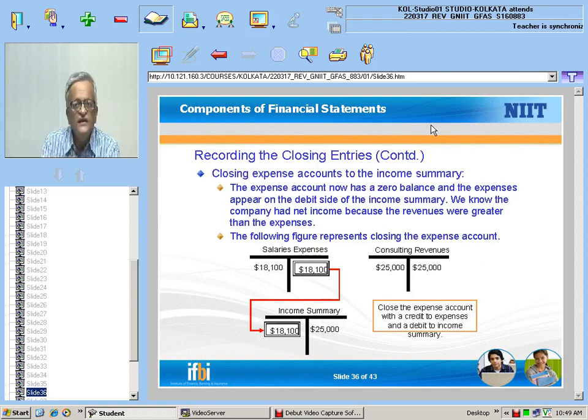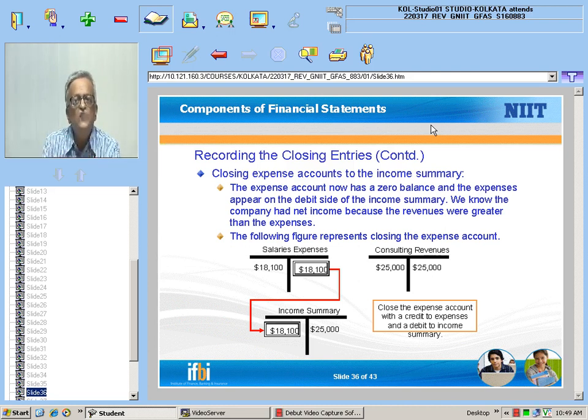Next you can see debit expenditure account, credit expenditure account to the debit of income summary account. Debit income summary account, credit expenditure account. You can see that arrow. You see the figures only. What is written you need not bother. See the red arrow. Please see the red arrow. Debit income summary account 18,100, credit expenditure account.